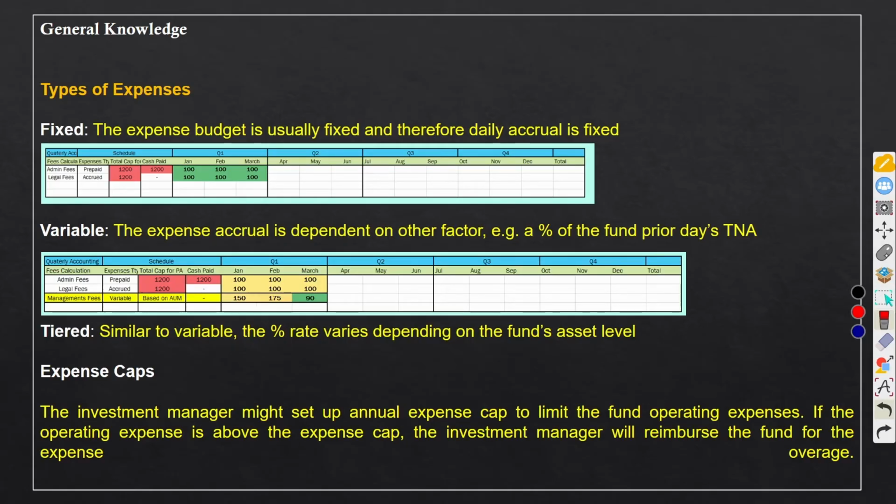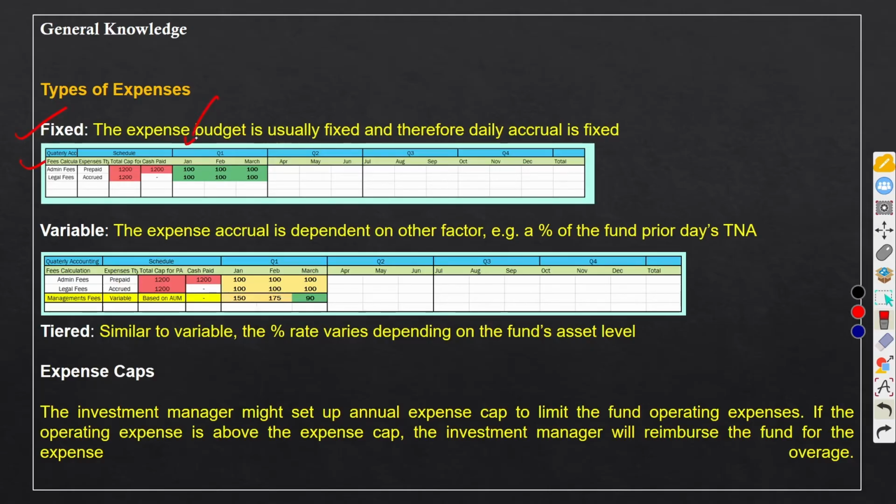If I talk about types, the first type would be fixed expenses. The expense budget is usually fixed and therefore the daily accrual is fixed. Let's say you have a monthly cycle for admin fees. The admin fees you have paid are 1200 per annum, so it becomes $100 for every month. So you can see we have a fixed $100 for every month so that you can accrue, record, or amortize it. So this is what fixed expenses means.